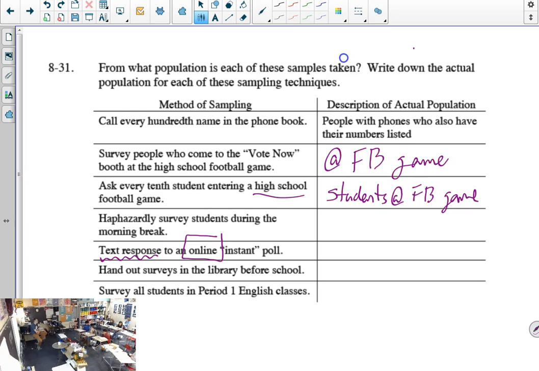What kind of sampling is that? Maybe. I hand out surveys. I don't know how many I get back though, right? So it's still kind of like a voluntary response because they have to give them back to me. They're all in one place, they're close to me.